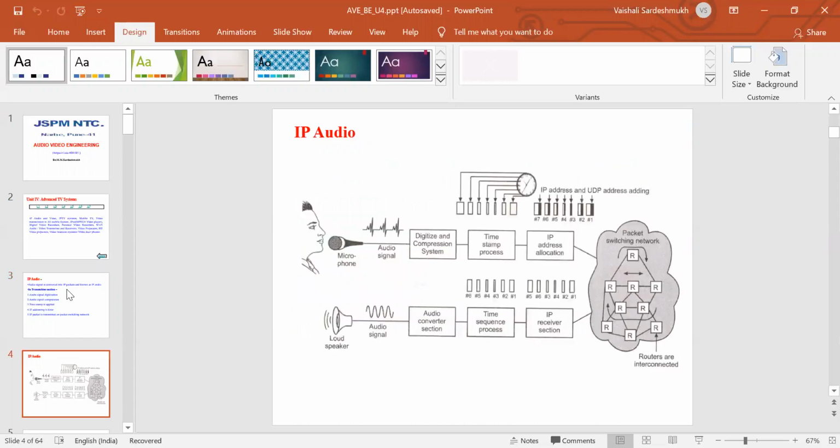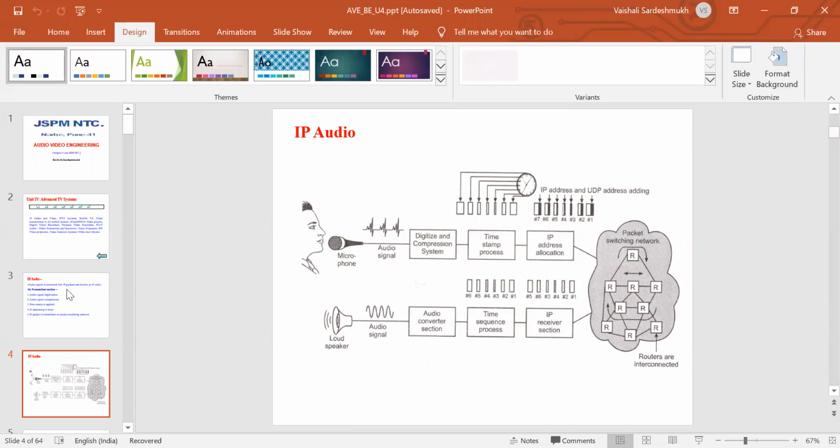This is the block diagram of IP television, which consists of a microphone that converts an audio signal into an electrical signal, after which it is digitized and compressed, then time stamping is done, and it is further provided with the IP addresses. Similarly, it is given to the packet switching network, a computer network consisting of different routers.